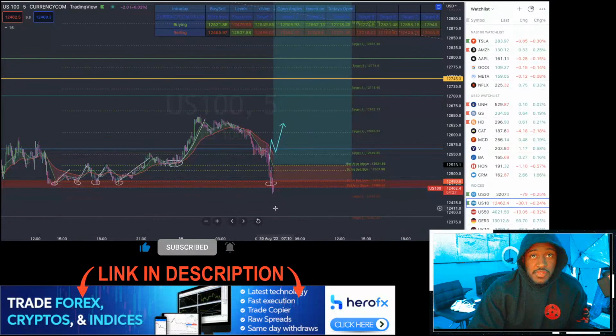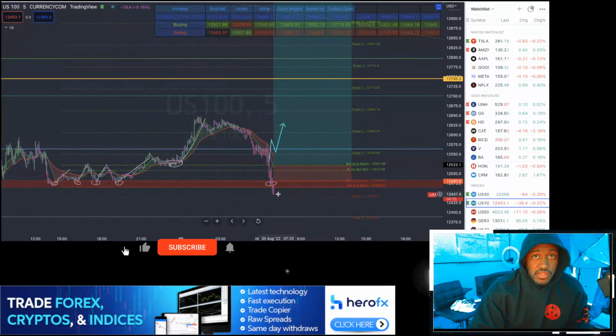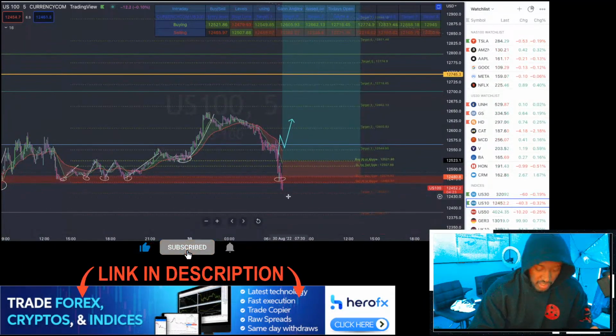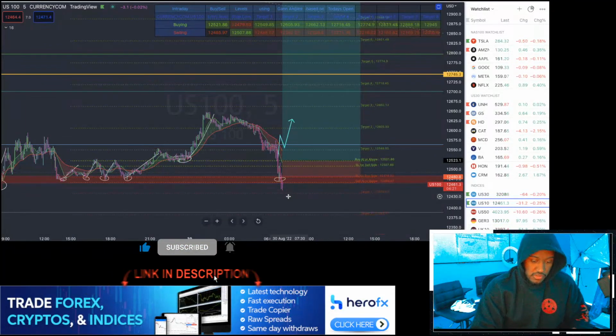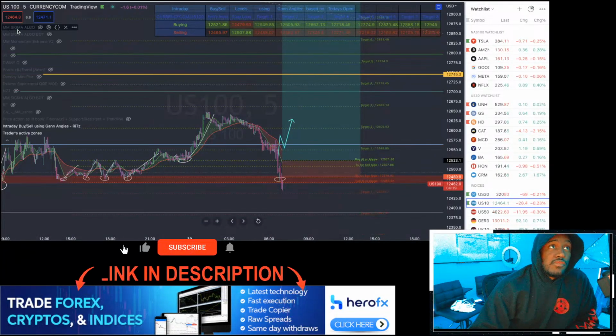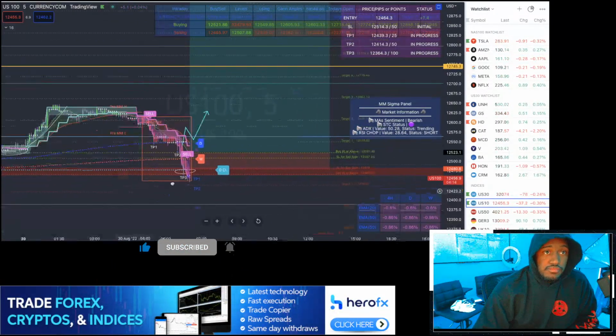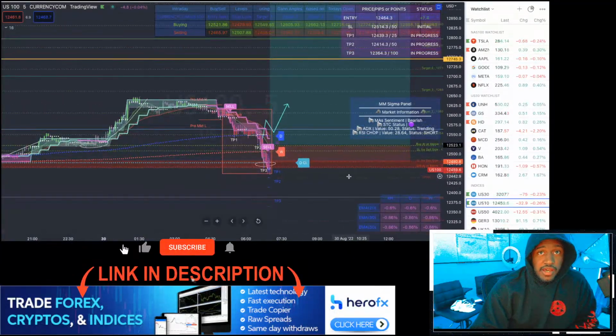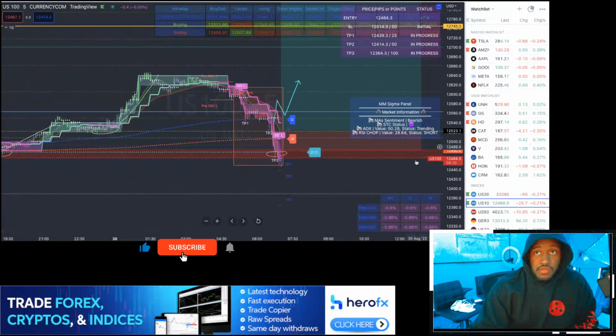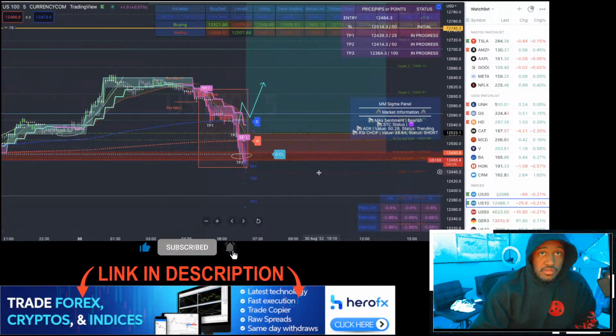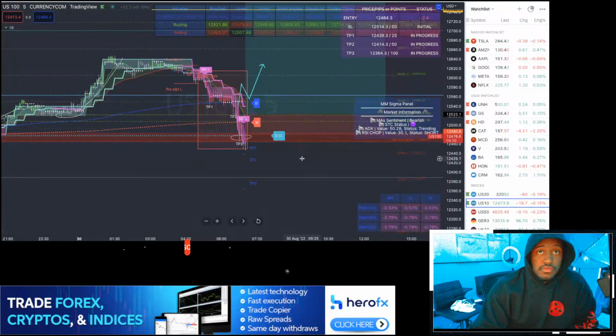And I've seen the exhaustion where it's wicking and stuff like that, but it's also dropping like hell. So it's one of those things where I listen to the algo, but at the same time, market structure is just telling me to chill.